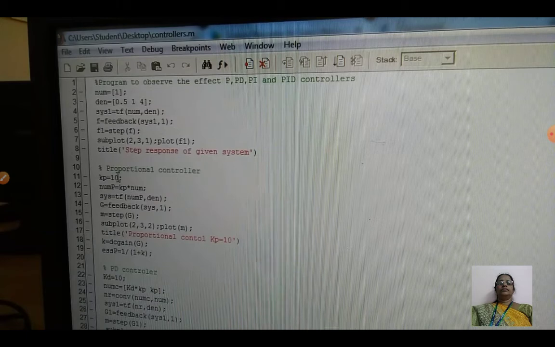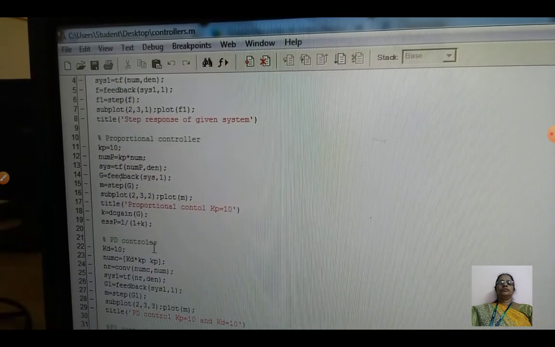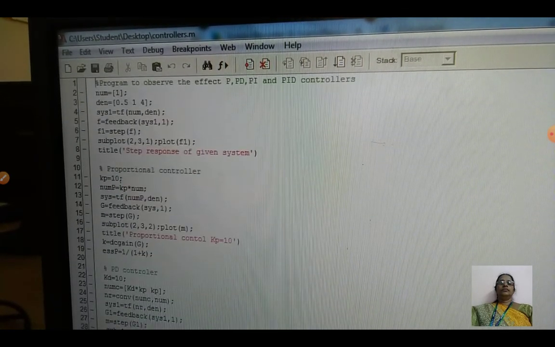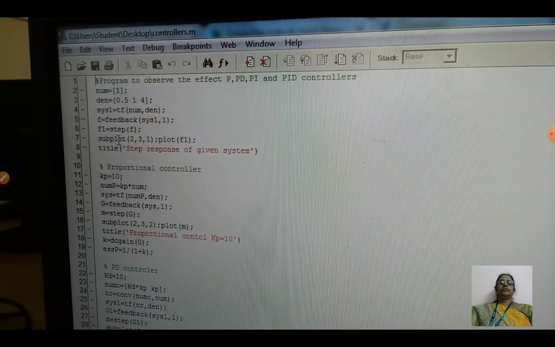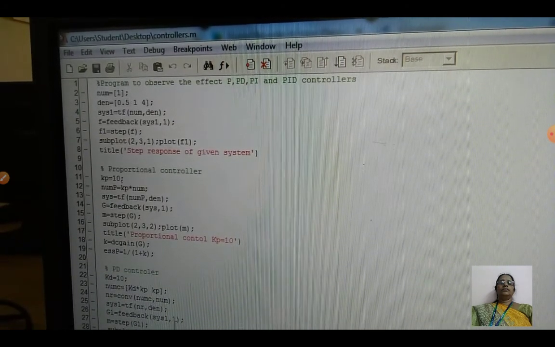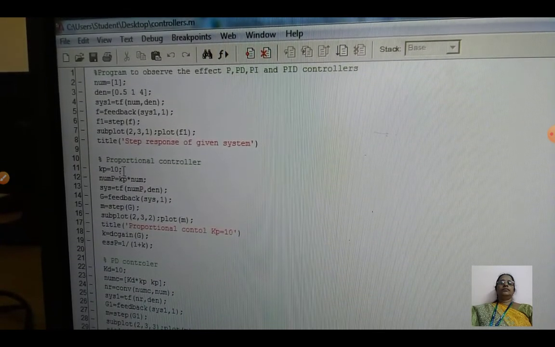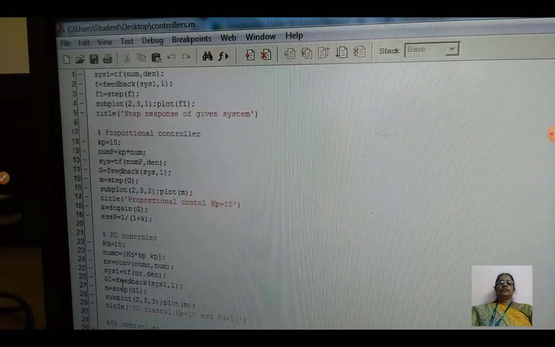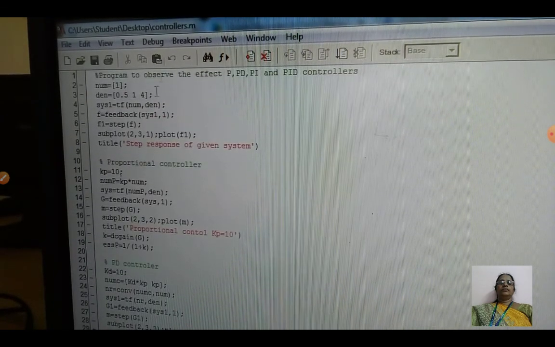Here you see the program for the proportional controller, then the proportional differential PD controller, the PI controller, and the PID controller. So this is the effect of all the four controllers. First you open the editor window and type the program. We assign the gains: KP is the proportional controller gain, KD is the differential controller gain, and KI is the integral controller gain, and then for PID I will choose and write the program.